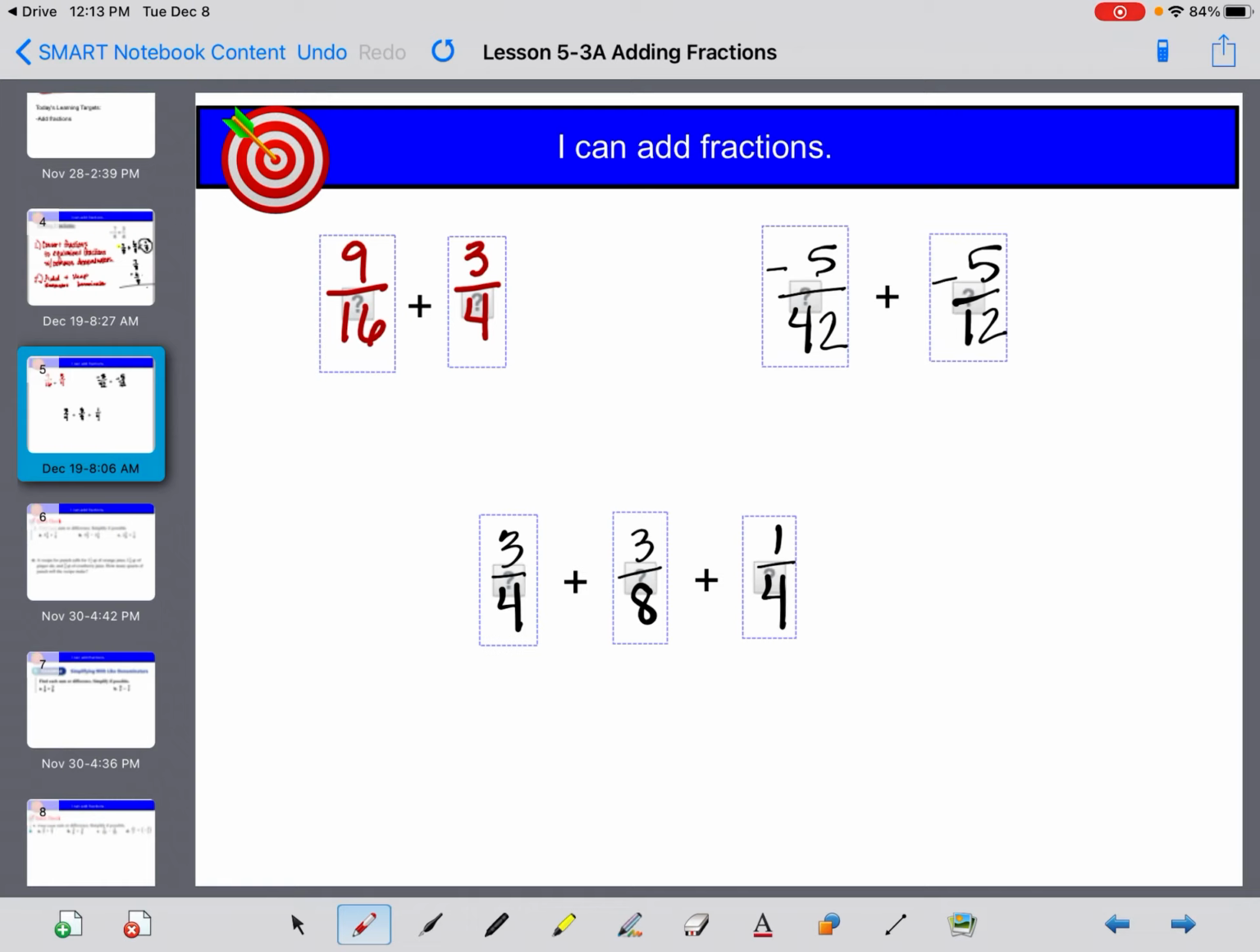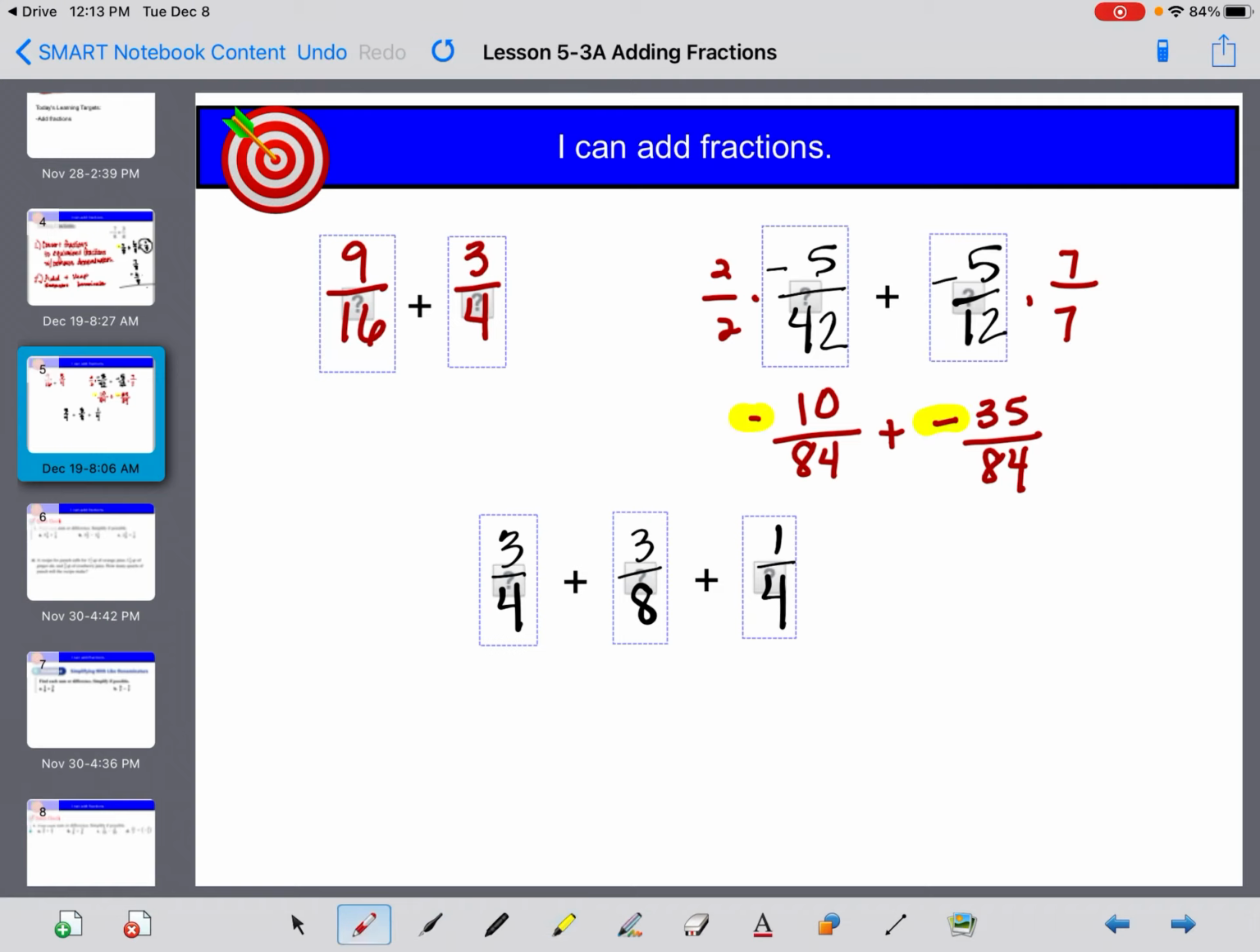I'm going to start counting by 12s, 12, 24, 36. That doesn't work. I think 84 is my best bet. So I get negative 10/84 because I multiplied this by 2/2. Then I'm going to multiply this by 7/7. And I get plus negative 35/84. Okay? Now, what is the rule when you are adding two numbers, both of which are negative?